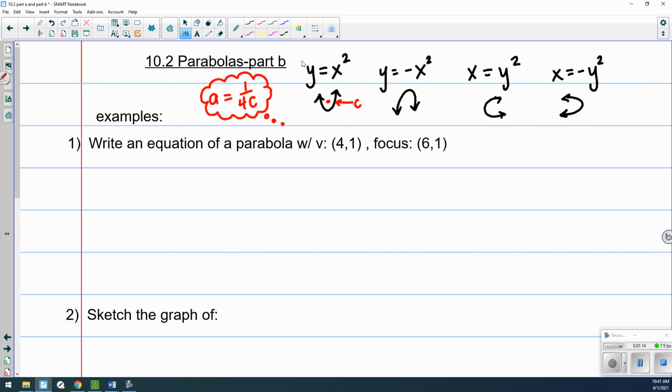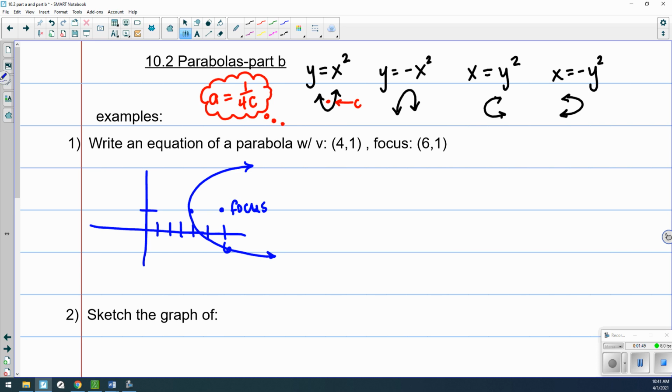Let's take a look at some examples. First of all, let's write an equation of a parabola with a vertex at (4, 1) and a focus at (6, 1). Well, I personally can't do anything without a picture, so I'm going to start by making a rough sketch. So here's my coordinate plane. I'm going to go over 4, up 1. There's my vertex. And then I'm going to continue my graph over to 6, up 1. Now this is my focus. So I know that the parabola has to kind of wrap around that focus. So it's going to do something like that. This is the focus point.